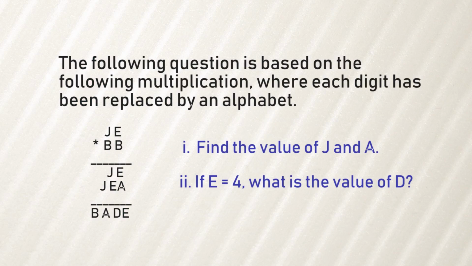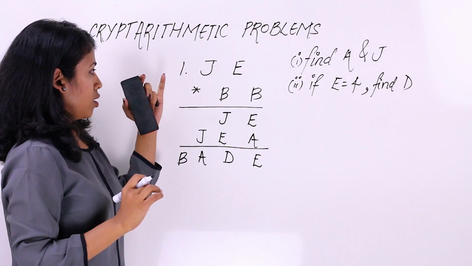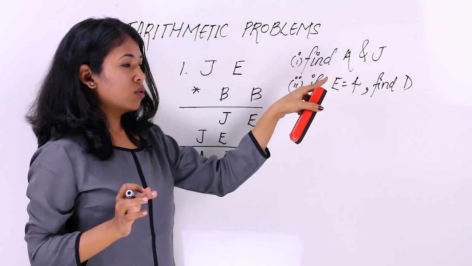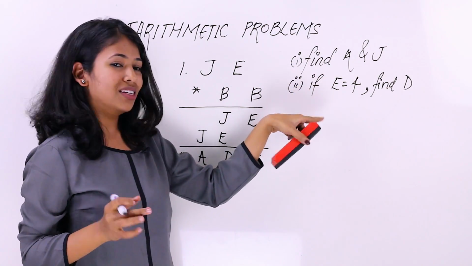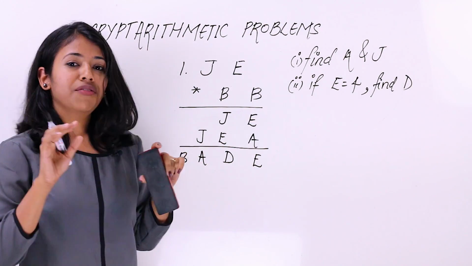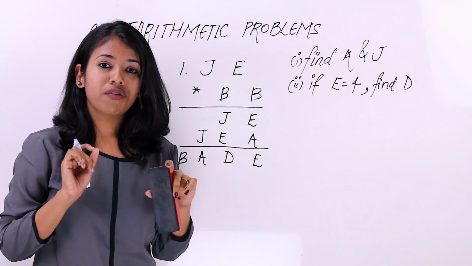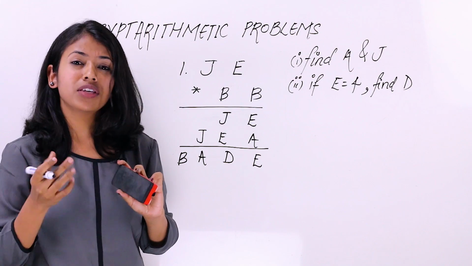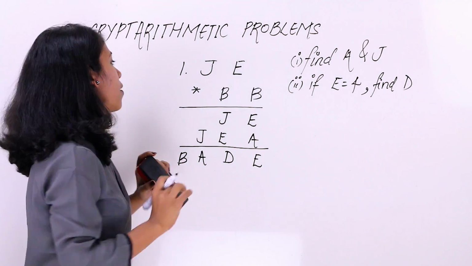Problem. So here is the question, and here are the parts of the question where we have to find out the value of A and J, and if E is equal to 4, what is the value of D, right? Alright, the very first thing you have to remember while solving questions on cryptarithmetic problems is that all the alphabets will have unique values, right?